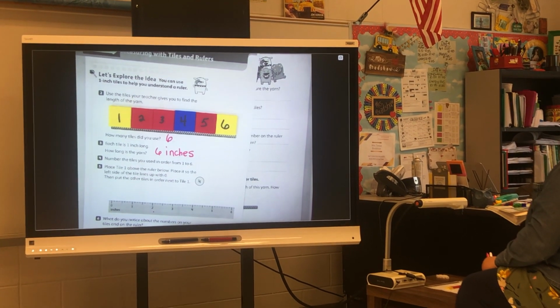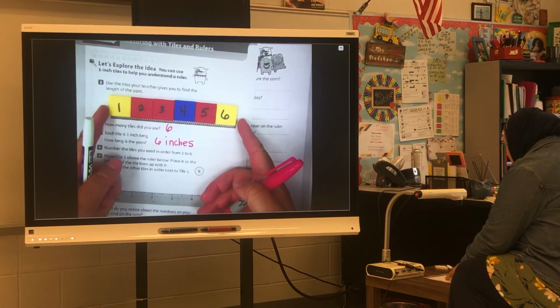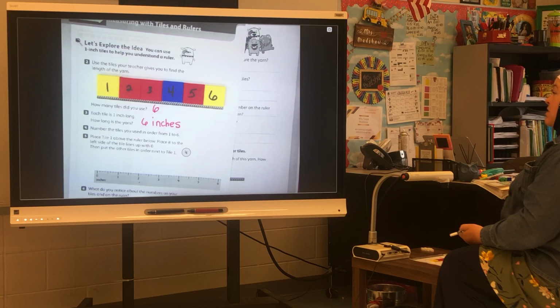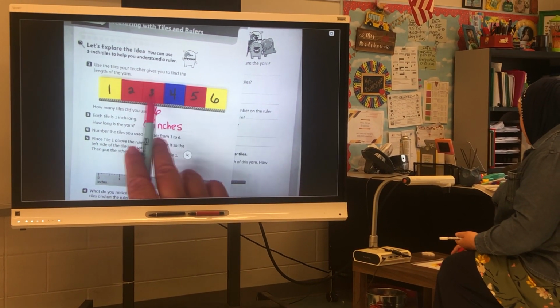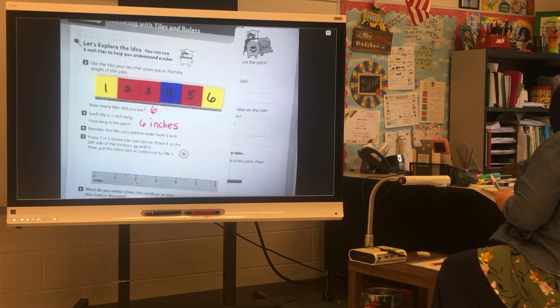Okay? We just lined our tiles up perfectly. So we started at one edge and we ended at the end lined up. And we just simply counted our tiles. 1, 2, 3, 4, 5, and 6. Okay?